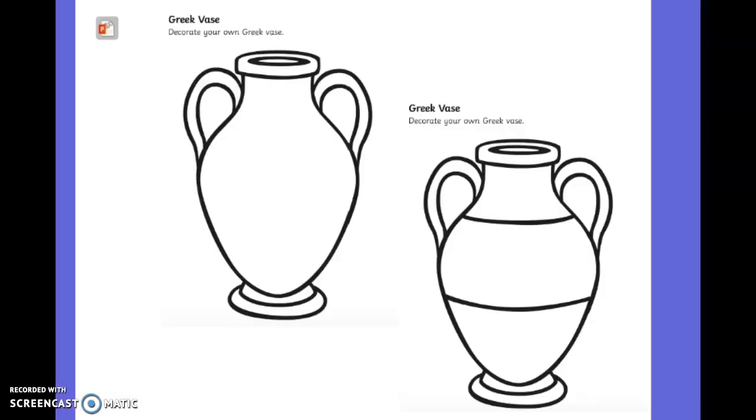Okay, you can either print this out, I'll include it in the Google Classroom, or you can draw your own and you can decorate it. Look, this is the thick part, the middle part, which is where the story probably would be told. Okay, but remember, you don't need to do the pot.